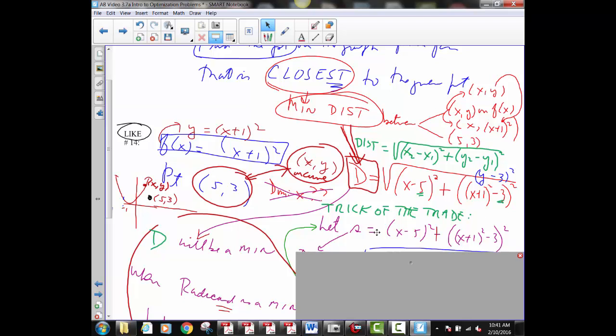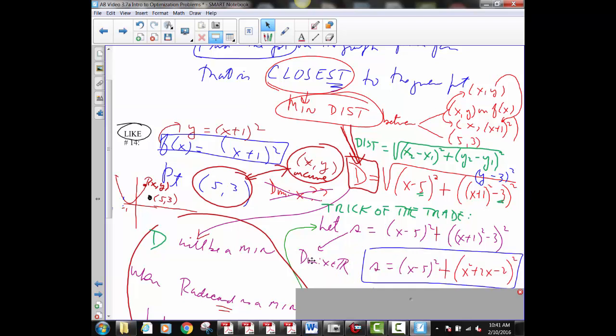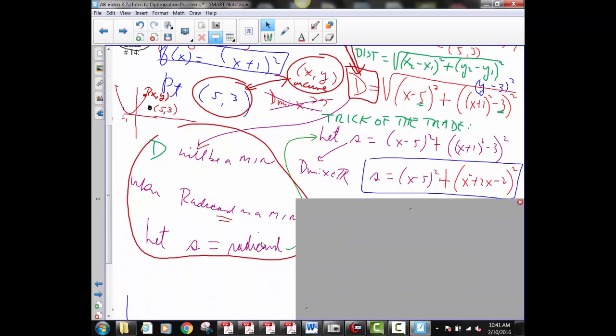So what they do is they let s equal the contents of the radical, called the radicand, accepting the fact that the square root of something will be a minimum or a maximum when the thing inside it, the radicand, is a min or a max. Okay, the domain would be all real numbers because we have no idea where this point is going to be.